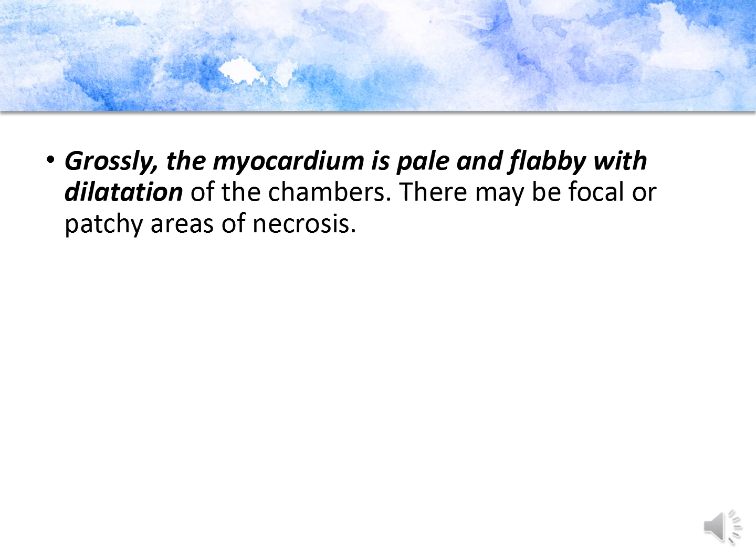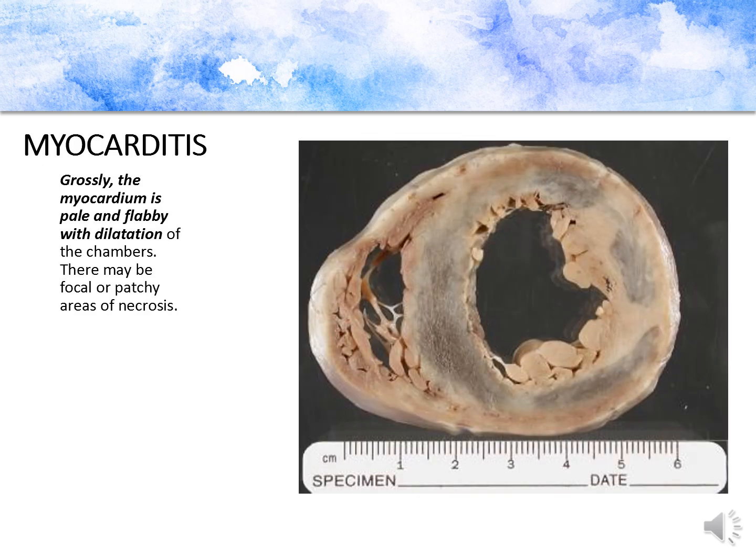How does it look when we study the heart with the naked eye? Grossly, the myocardium is pale and flabby with dilatation of the chambers. There may be focal or patchy areas of dystrophy and necrosis. Here we see an example of the gross picture of the heart, the cross section, and we see the dilatation of the chambers and some patchy areas of necrosis.